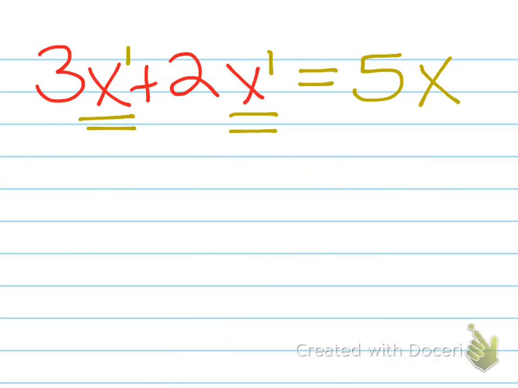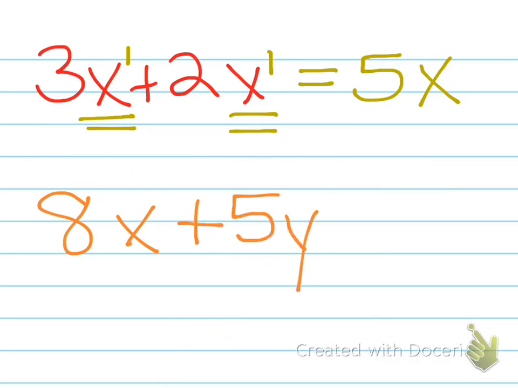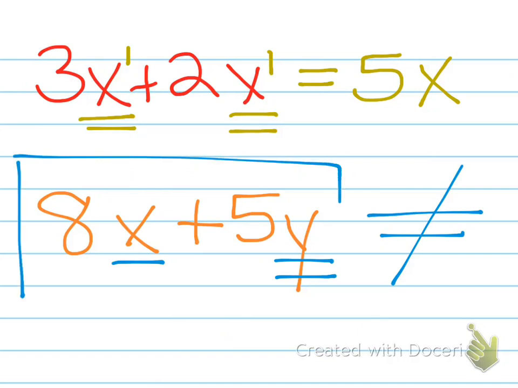All right, another example. Now let's say you had 8x plus 5y. Well, x and y are not the same variable. So we are not allowed to add these together. It would stay 8x plus 5y.